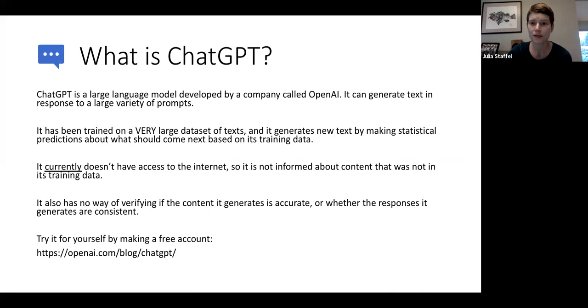The way this model works is that it has been trained on a very large data set of texts, and it generates new text by making statistical predictions about what should come next based on its training data. The training data runs up to about 2021. So if there's content that is from last year, the model probably doesn't know about it.